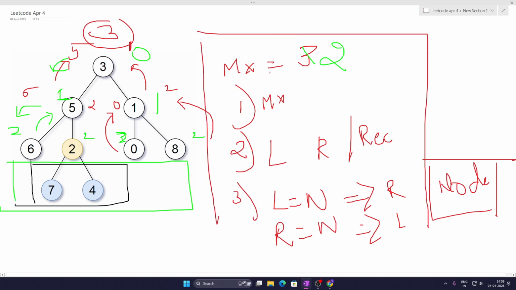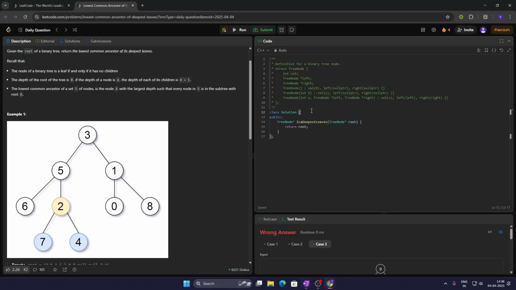So these are the steps. We will follow these only. First we have to find the maximum depth. So here in depth, with TreeNode root. If root equal to null, return 0, else is not required.